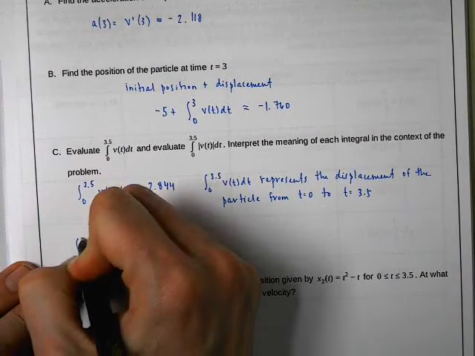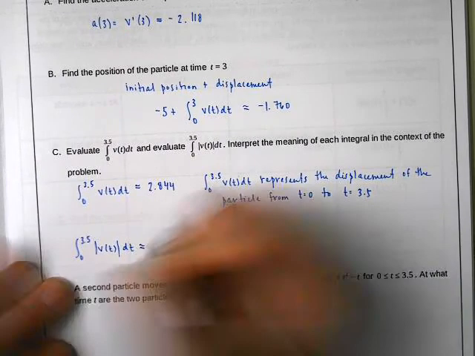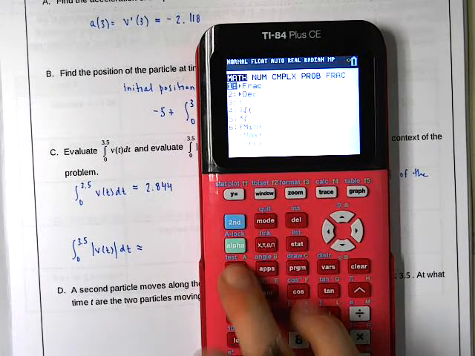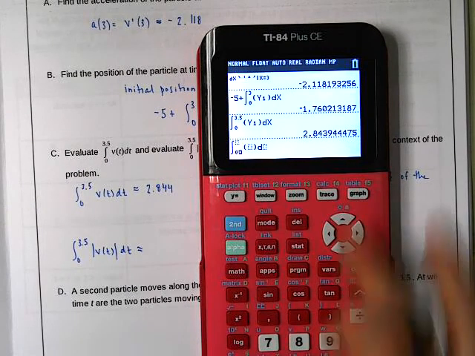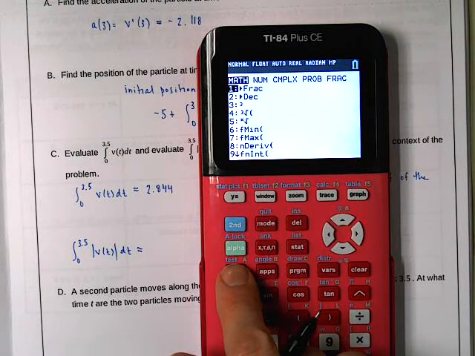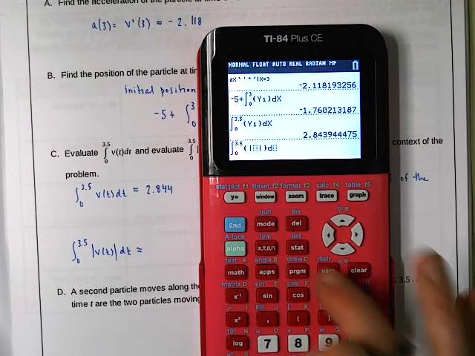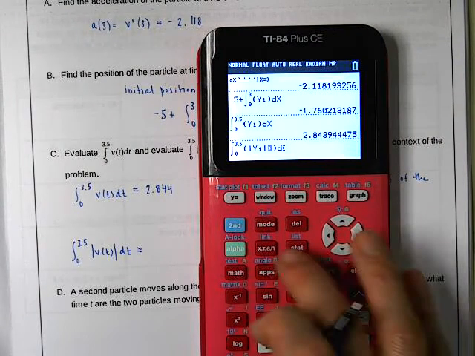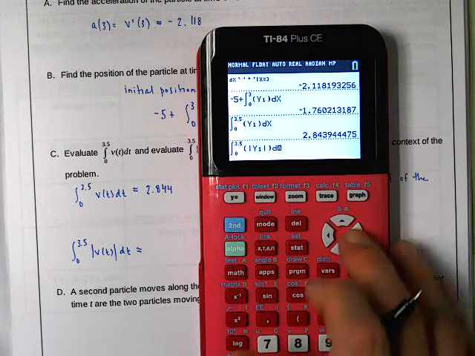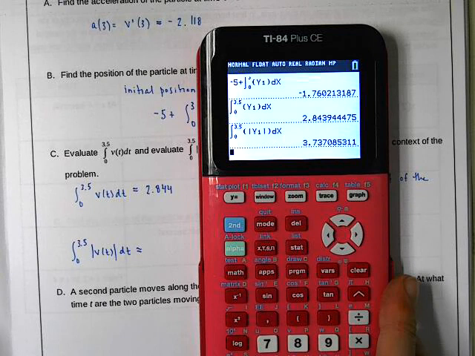Okay, now for the second one, 0 to 3.5 of the absolute value of v of t dt. Again, I'm going to go to my calculator and do math 9, 0 to 3.5. My absolute value is in my math menu here. So I'm going to do math, go over to number, and number 1 is absolute value. I'm going to grab my function again. And dx, whoops, I put that in the wrong place, over here. And that gives me, when it's done calculating, sometimes this takes a sec. Okay, 3.737.